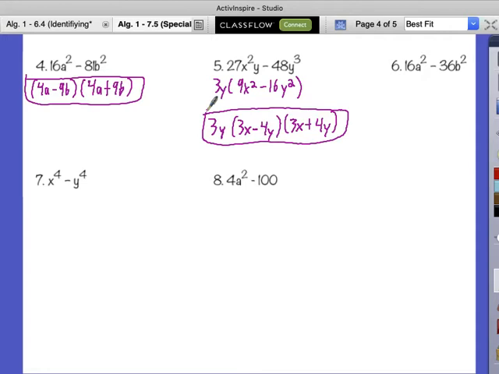Okay. Look at number 6 here. 16a squared minus 36b squared. Are those perfect squares? Yes. But what do we always want to check for first anyway? GCF. Do we have one? What is it? 4.